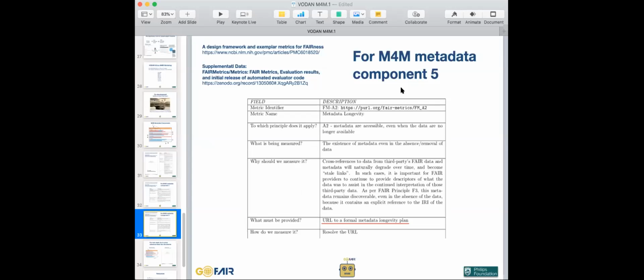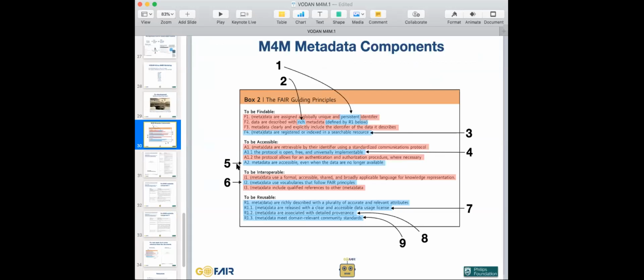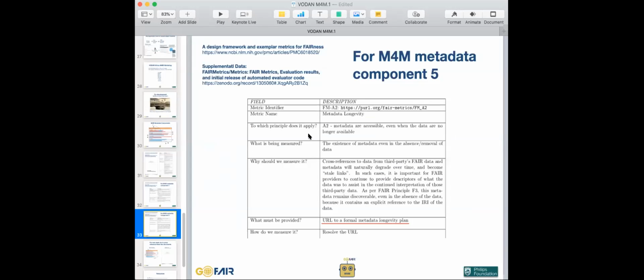Let me show you another example, in this case for component number 5. And again, I'll just go back to this figure. Metadata component number 5 is referring to the fact that metadata are accessible even when the data are no longer available. So here, the metric was having to do with metadata longevity. It was for principle A2. And what we were looking for in this case was a URL to the formal metadata longevity plan. So another policy document. And we just want to see a link to that document. But what it implies is that that document exists. And it might even imply that that document is machine readable. And that might be one of the things we choose to do in the course of our metadata for Machine Workshops.